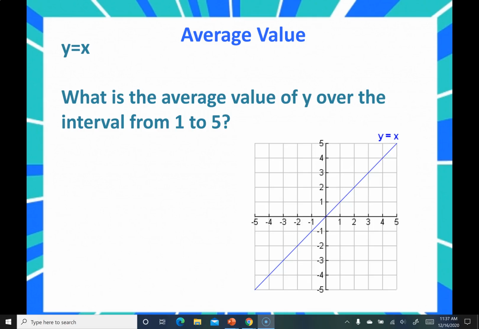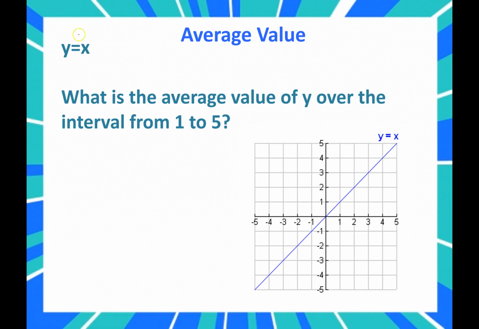This topic is called average value, but I really feel like it should be called average Y value, and I'll explain why in a second. So you can see here that we have Y equals X graphed, and the question is, what is the average value of Y over the interval from 1 to 5? So we're talking about specifically from 1 to 5.